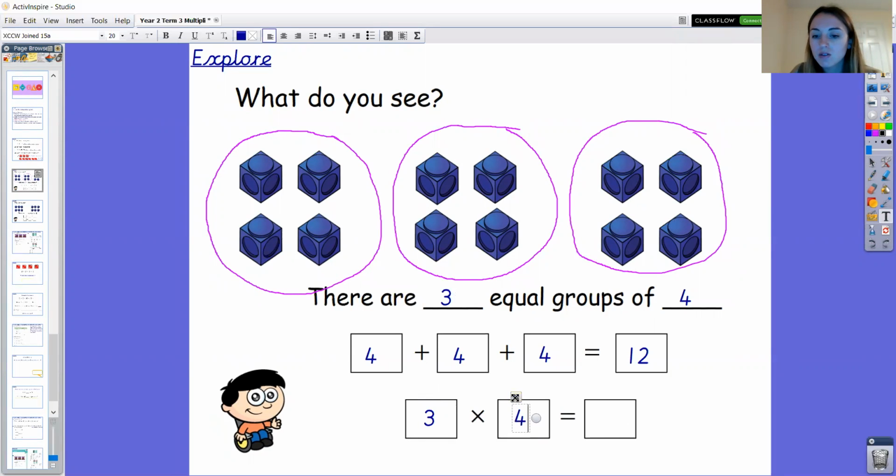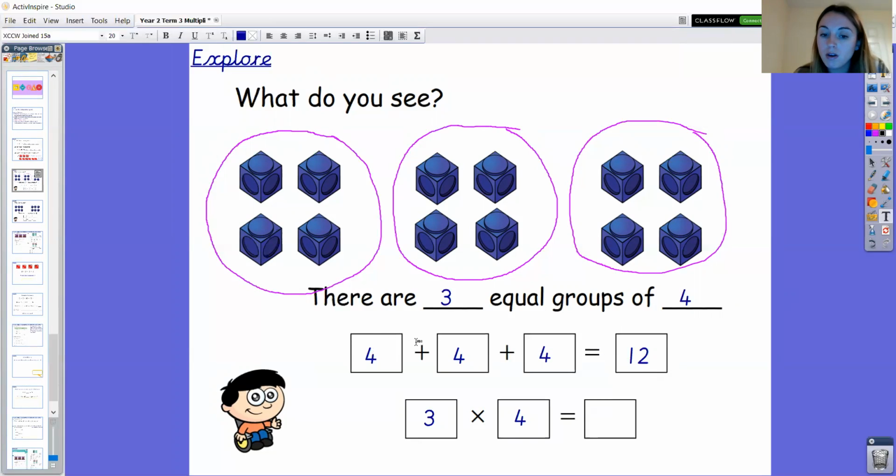Why are there 3 lots of 4? What does the number 4 represent in the multiplication sentence? Well done, Year 2. The digit 4 represents the amount of cubes inside each equal group. There are 3 lots of 4. Do you think the total changes because we've written it in a multiplication sentence? Or does it stay the same? What do you think? Yes, you're right, Year 2, that the total remains the same.